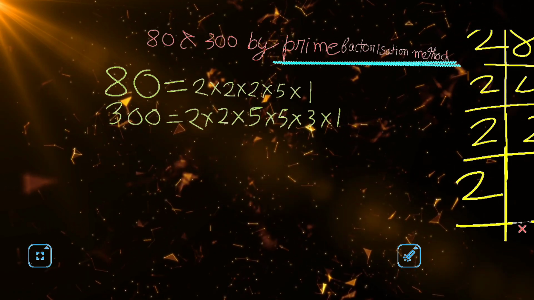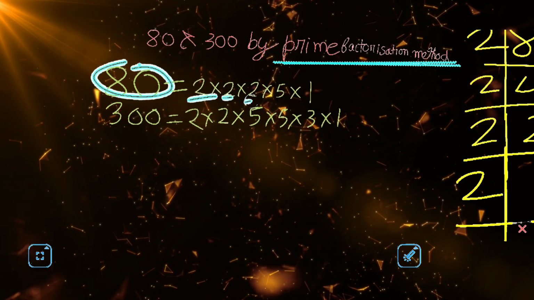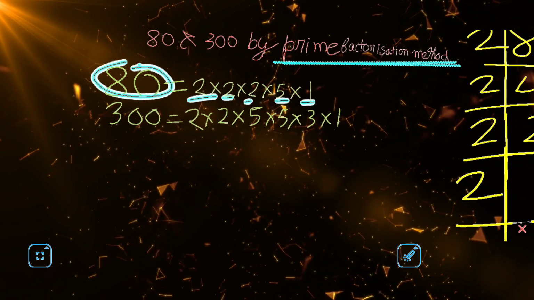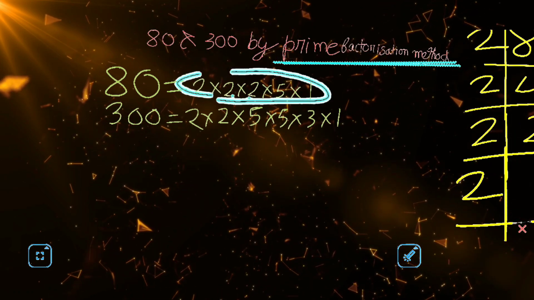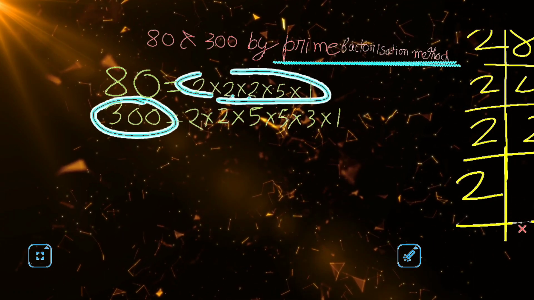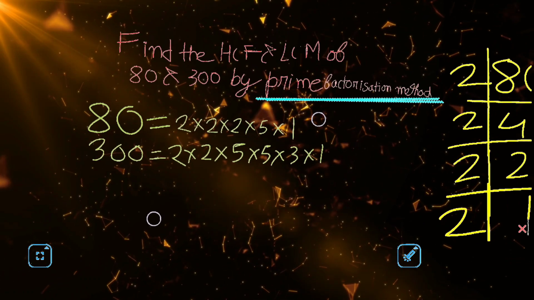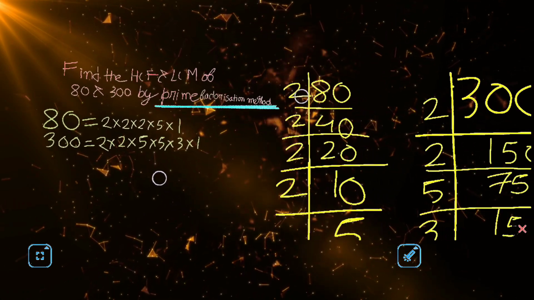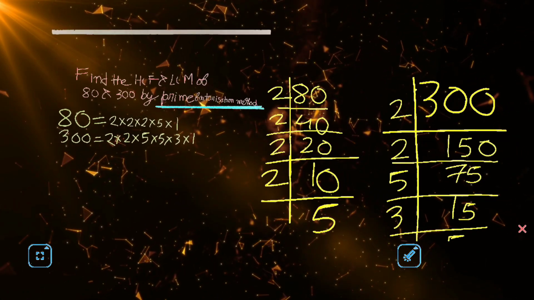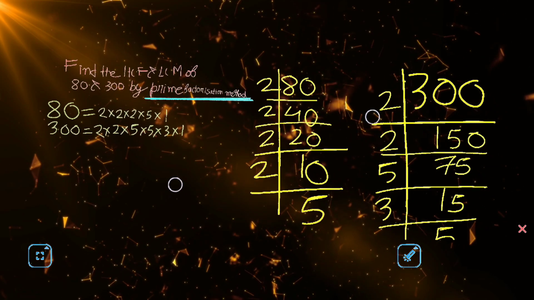Now why am I saying this? Because you have seen 80 is 2 into 2 into 2 into 2 into 5 into 1, and no other number will have this format of factorization. Similarly for 300, no other number will have this format of factorization. Thus, from the fundamental theorem of arithmetic, we can easily see that no other number will have the same prime factorization, and this factorization is unique. Okay. Thank you, everyone.